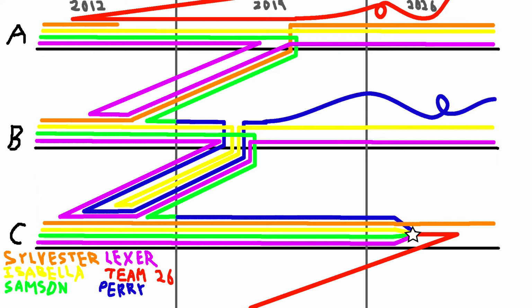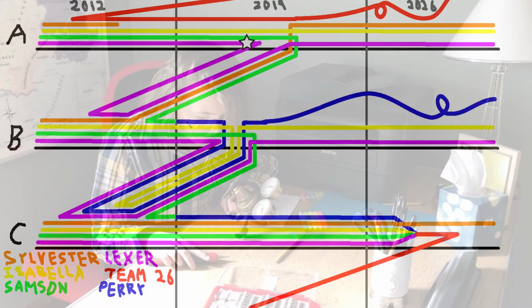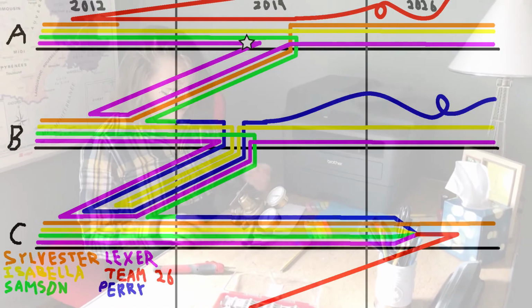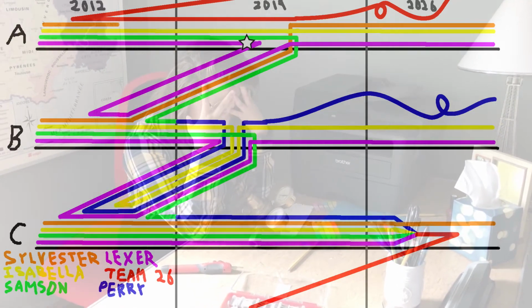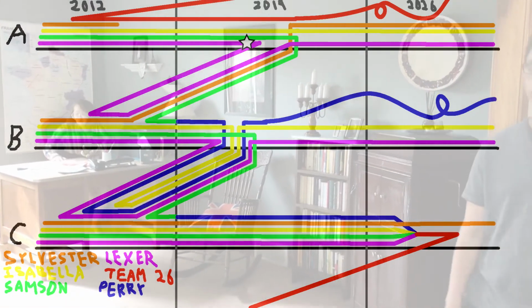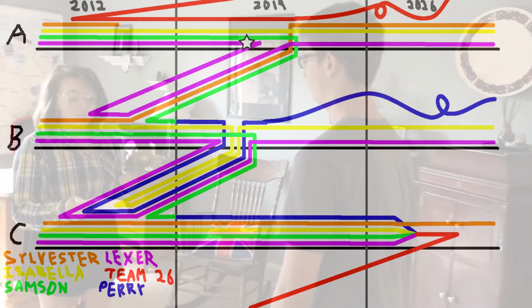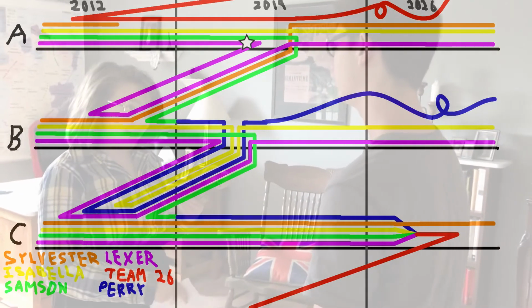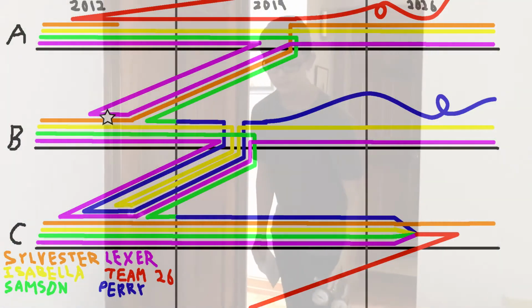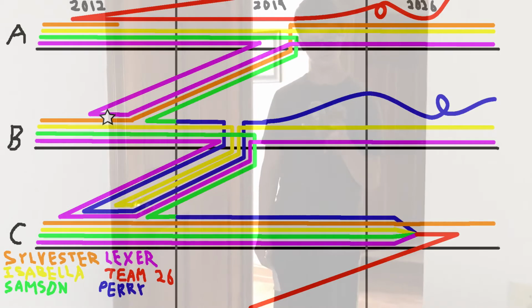So let's start from the beginning. So at the very beginning, Sylvester dies, eating bad ham and whatnot. Ignore the red line. I'll get to that complicated situation later. 7 years later, Isabella creates a time machine to go back and save Sylvester. Isabella gives it to Lexer to give to Samson so that he can use it to save him, but Lexer uses it for himself, and it's revealed that he does this so that he can see his grandfather.